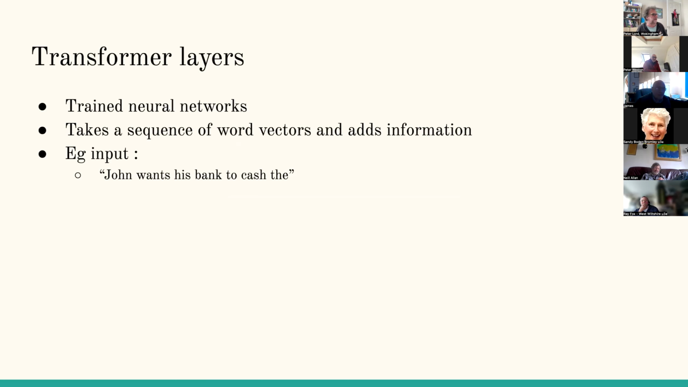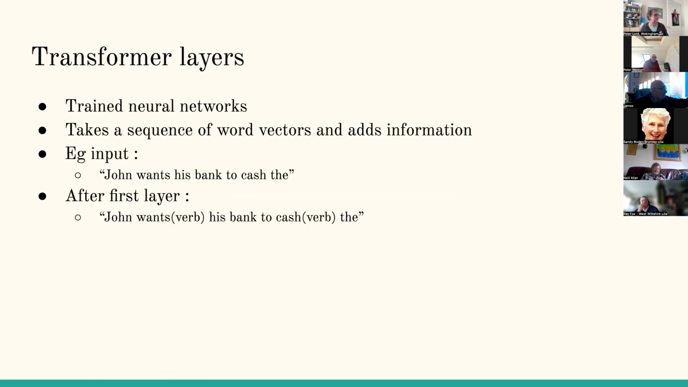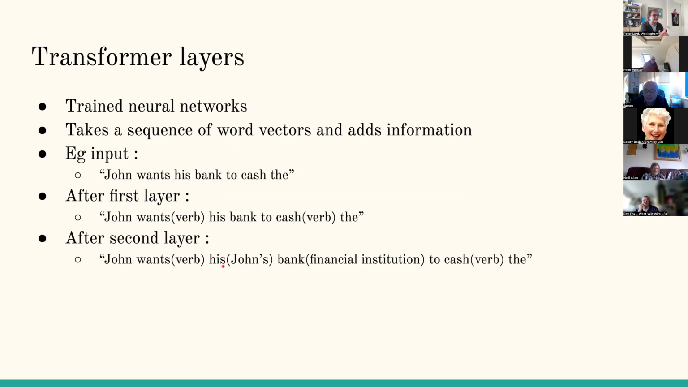So the first transformer layer may pull out verbs. Now this transformer layer is looking at the whole prompt. And the second layer might do a little bit more detail. In this case, it's figured out that "his" refers to John, and "bank" in this context is a financial institution. So this sequence of transformer layers gradually augments the prompt and adds more information.